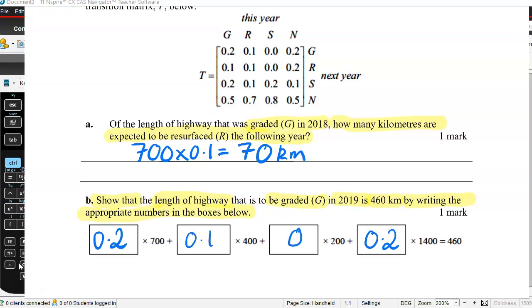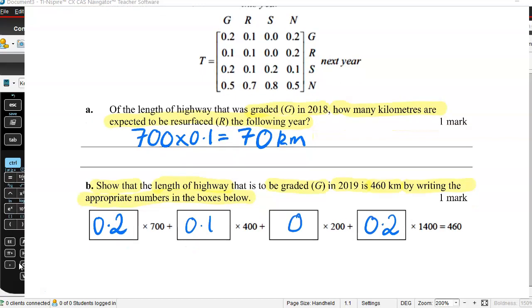77% of the state got 1 mark, 23% got 0. Some students listed the numbers in the G column rather than the row. Okay, they were looking at the column and not really so much the row. So that's understanding, okay, you've got to move from this year to next year.